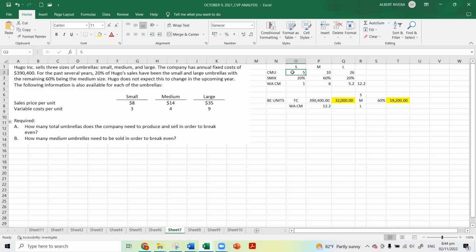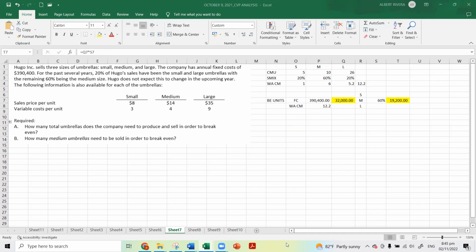So these are the corresponding contribution margin per unit for small, medium, and large. And the sales mix is 20%, 60%, and 20%. And that will give you a weighted average contribution margin of 1, 6, and 5.2. And that is equivalent to 12.2. So to compute for requirement A, there should be fixed cost of 390,400 divided by 12.2. And that is 32,000. And 32,000 times 60%, this is your 19,200 amount of medium-sized umbrella to be sold in order to break even.